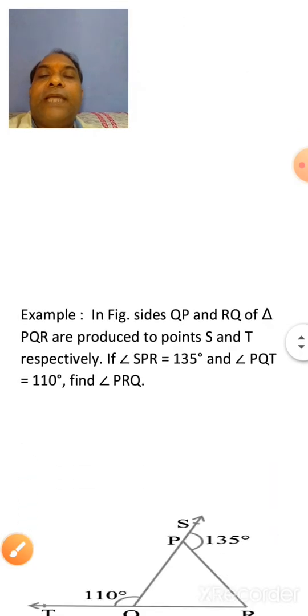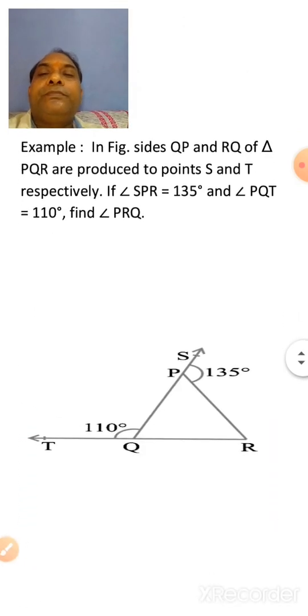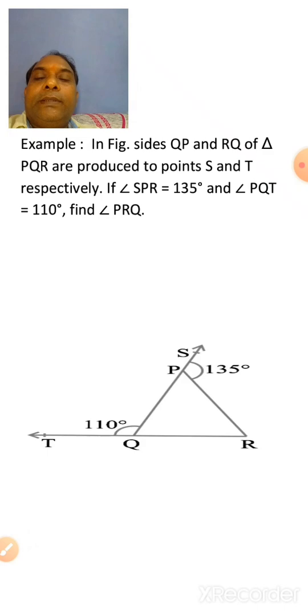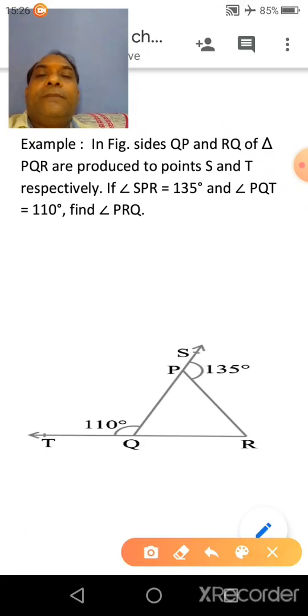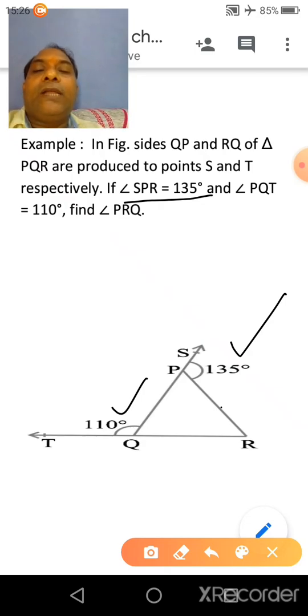Now next example. In this figure, angle SPR is given, angle PQT is given. We have to find angle PRQ. Angle PRQ means this angle we have to find. Clear?